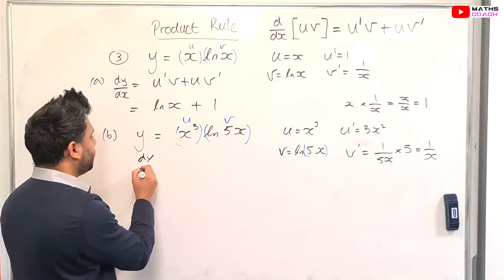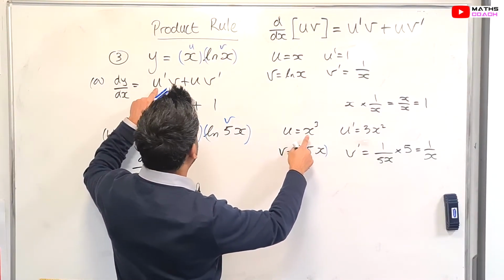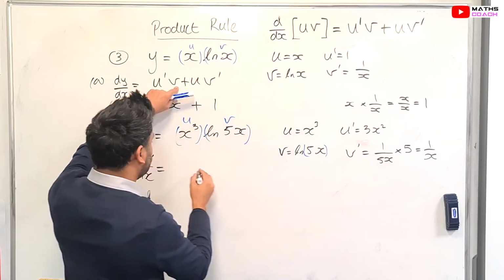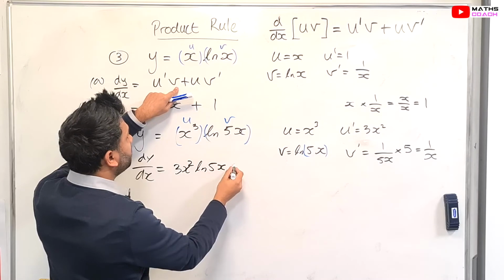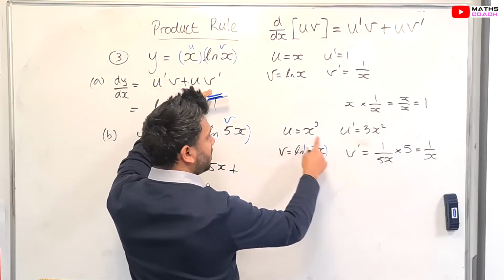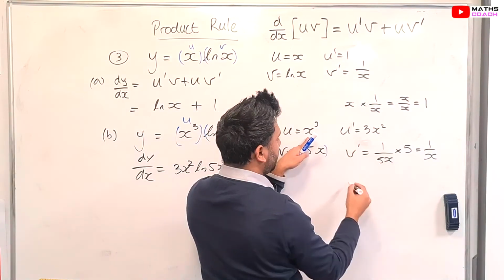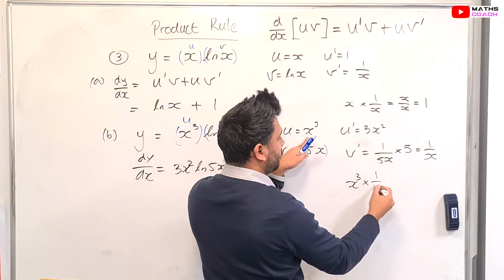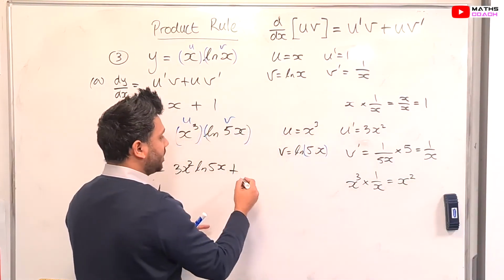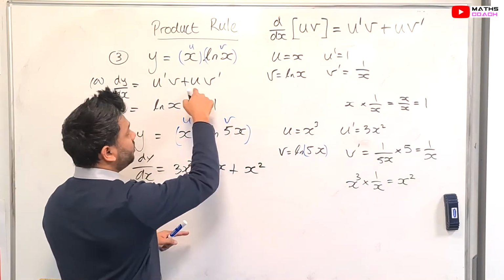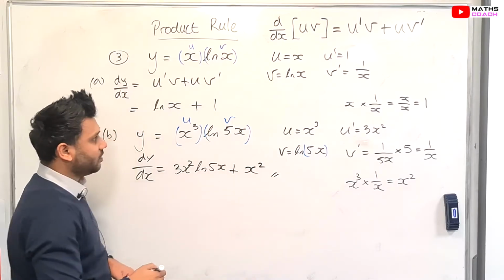So dy by dx is equal to u dash v, so that's 3x squared times ln 5x, plus u v dash, so u times v dash. So here again, simplify: u times v dash, x to the power 3 times by 1 over x simplifies to x to the power of 2. So that just gives me x squared when I perform u times v dash, and that's the derivative done.